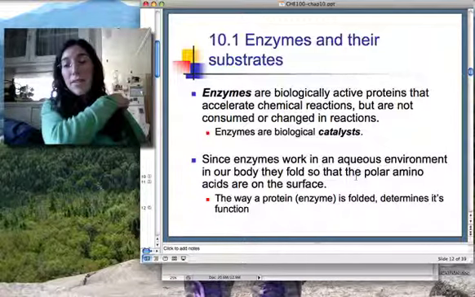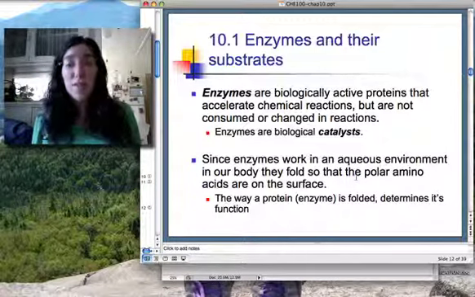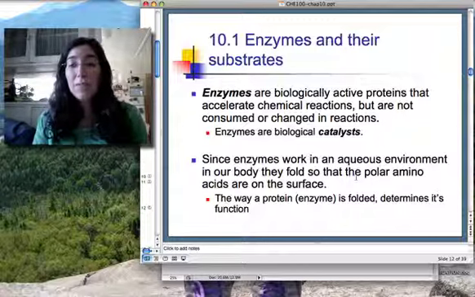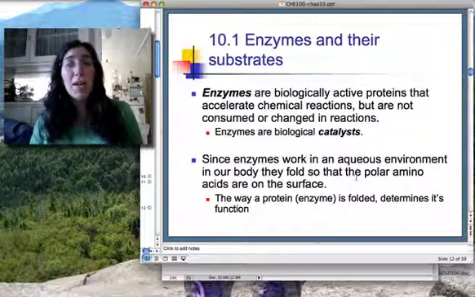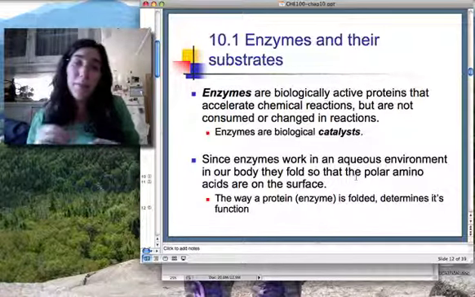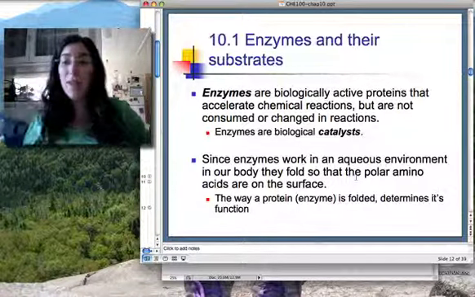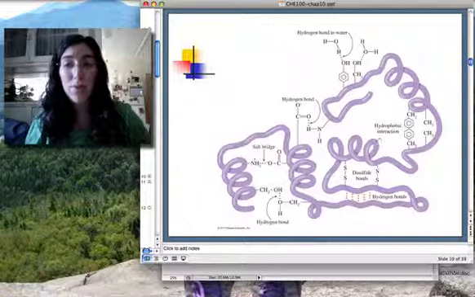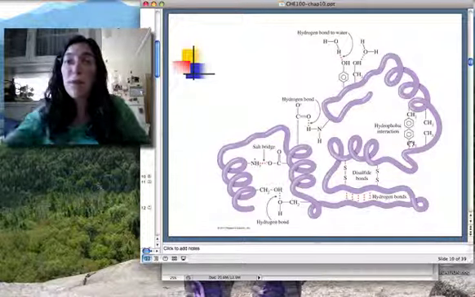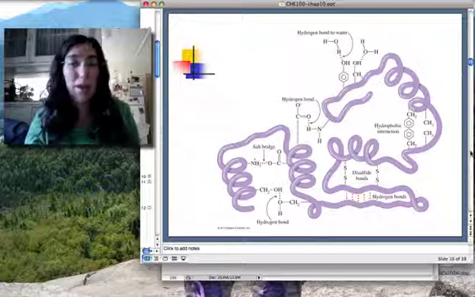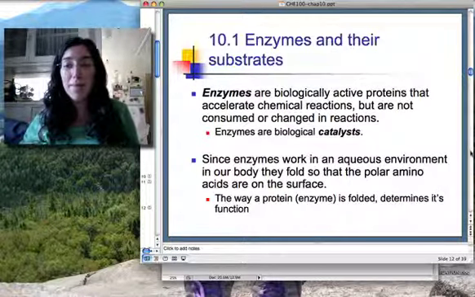And because our bodies are made of water, and so enzymes work in an aqueous environment, they like to fold up so that all of the polar amino acids are on the outside and the non-polar amino acids are on the inside. We just talked about that when we were talking about the hydrophobic and hydrophilic interactions. So hydrophobic interactions, afraid of water, take place on the inside. Hydrophilic interactions take place on the outside with water in the aqueous environment.